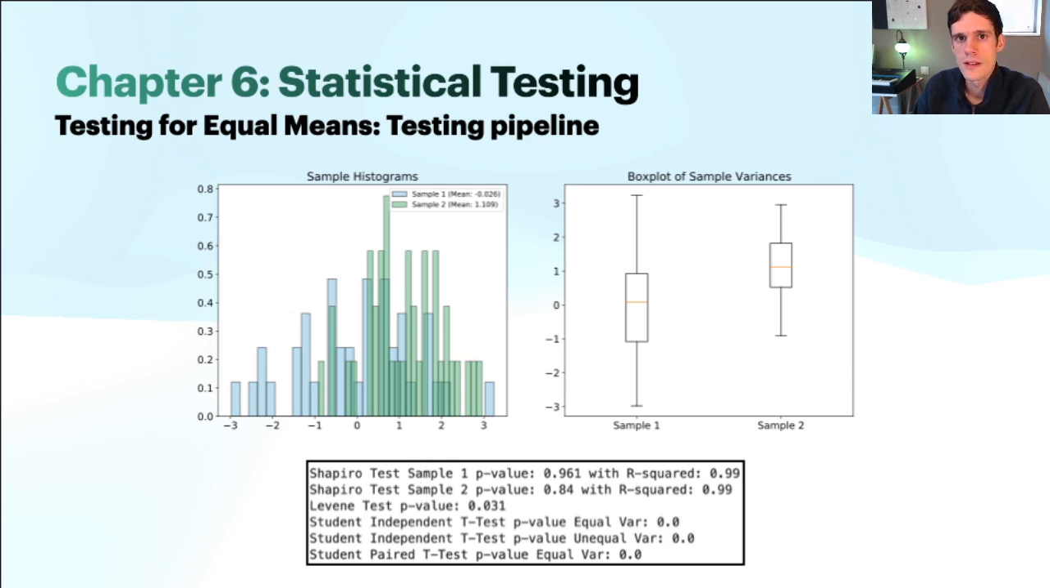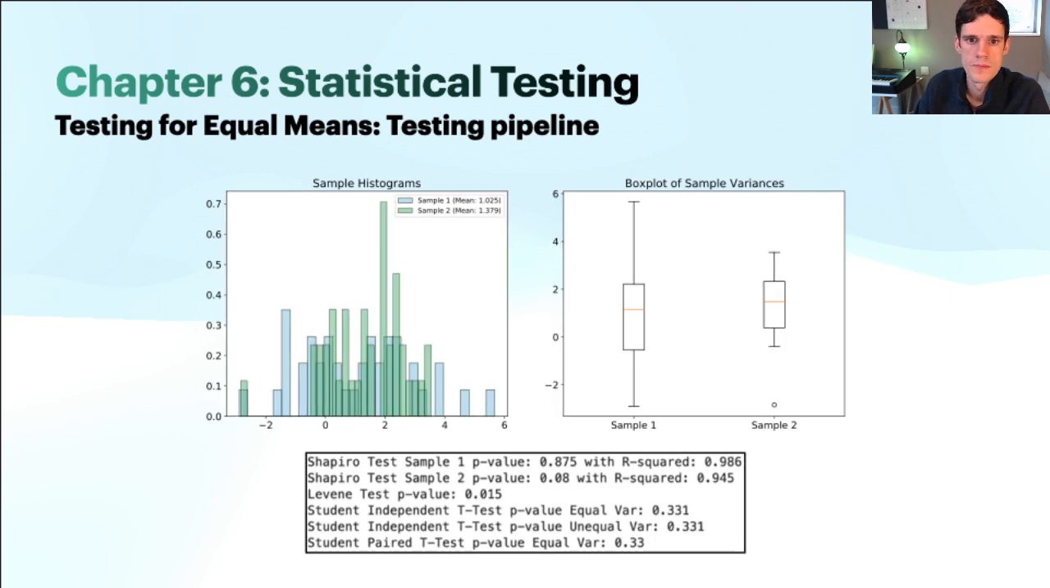The only valid test to test whether we have equal means or not is this middle one, the student independent t-test with unequal variance. But this is also 0, so we conclude that the underlying populations again do not have equal means. Let's now look at a last example where we in fact made the populations so that they do have equal means.